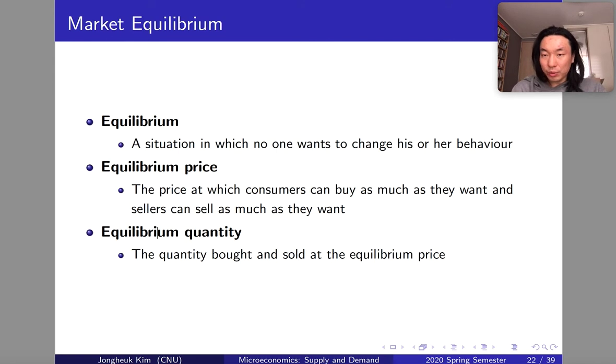Okay, so last time we studied the supply part and the demand part, and we know the market will have an equilibrium if the quantity demanded meets the quantity supplied. So we defined the equilibrium in the market, the equilibrium price, and the equilibrium quantity. You can just read the definition, and I think there is no hard part to understand.